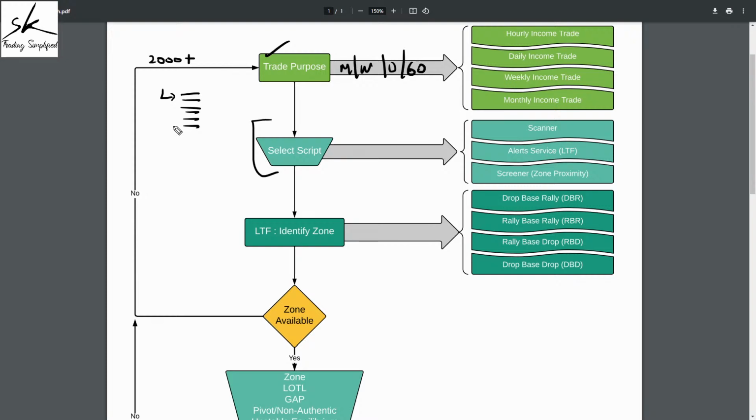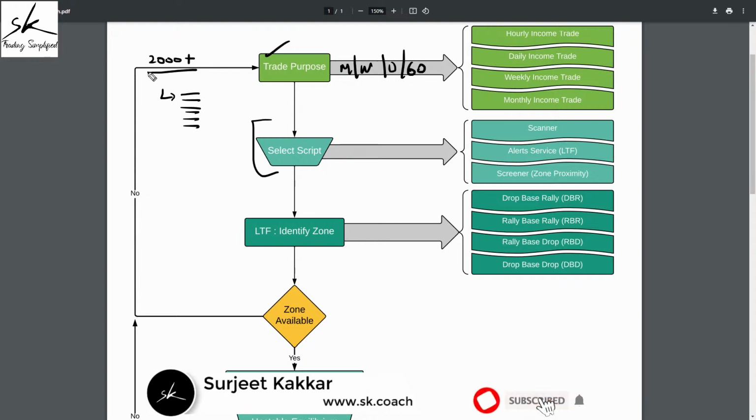Now, a very, very important thing: no matter what scanner or screener you're using, whatever results you get, do not assume that you can blindly buy or sell them. The job of the scanner is never to tell you what you need to buy or sell. The job of the scanner is to get you a smaller list out of a very big list, right? That is the only purpose the scanner is doing for you.